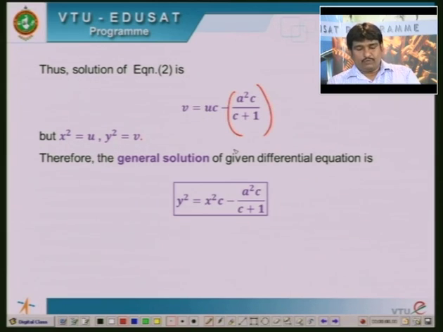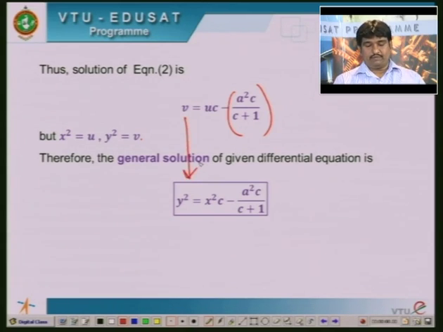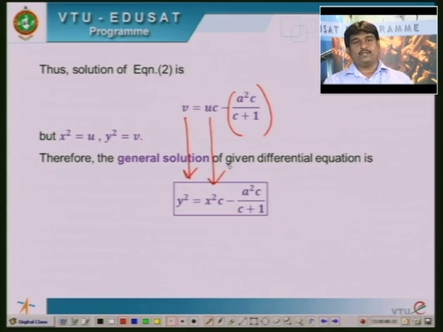This is in terms of the new variables v and u. We have to convert this in terms of x and y. We know that x square is u and y square is v. Therefore, the general solution of the given differential equation is, v replaced by y square and u replaced by x square, so y square equals x square c minus a square c divided by c plus 1.